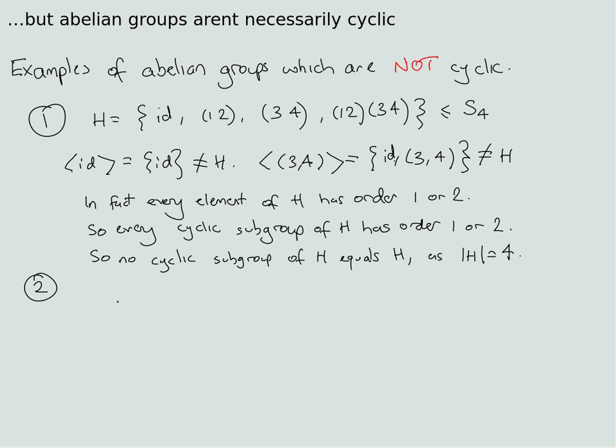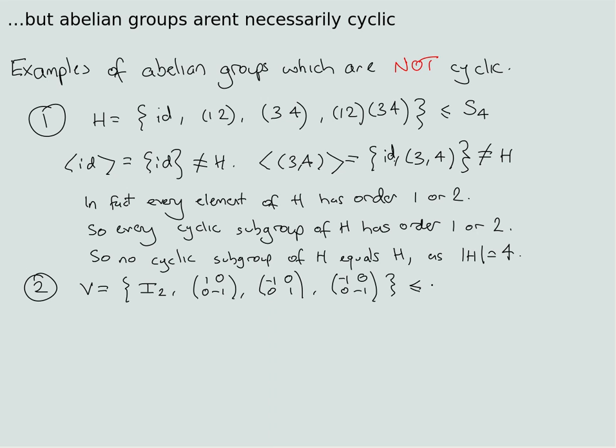Okay, let's look at another example. Example 2: we're going to look at a group of matrices. I'm going to define V to be equal to the following set of matrices. V consists of the 2 by 2 identity matrix, the matrix (1, 0; 0, -1), the matrix (-1, 0; 0, 1), and finally (-1, 0; 0, -1).